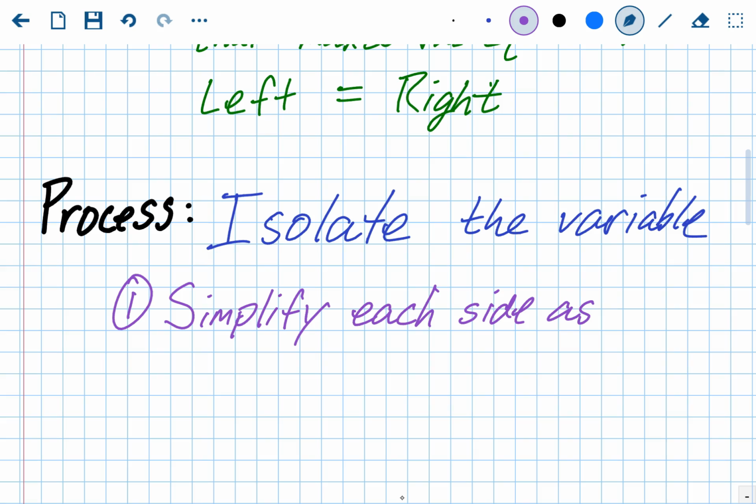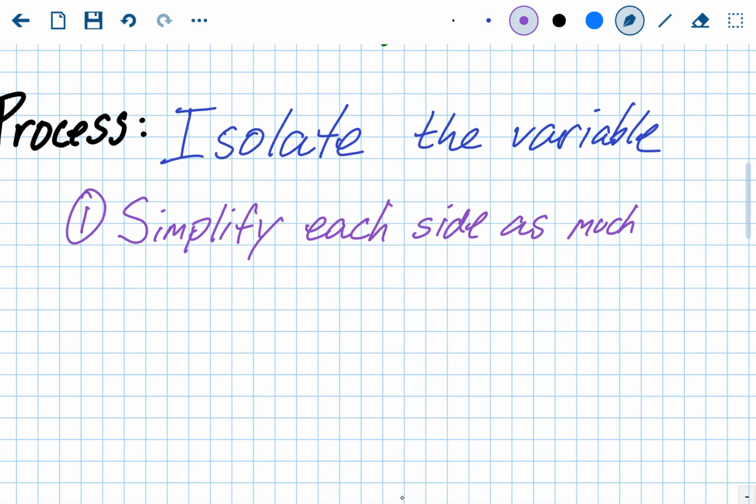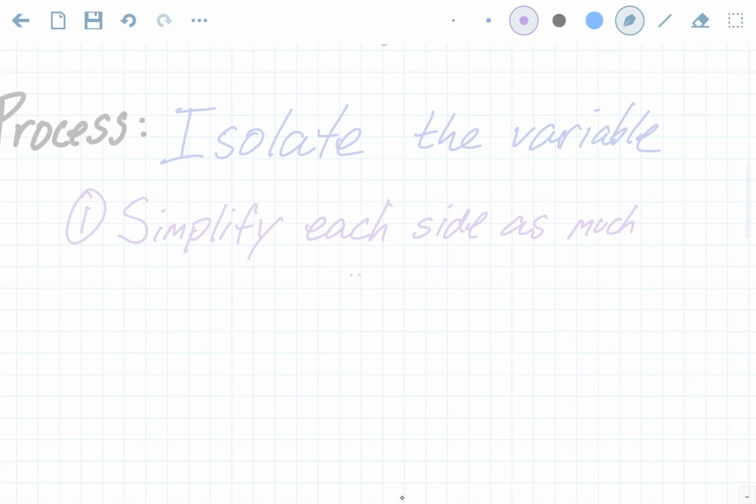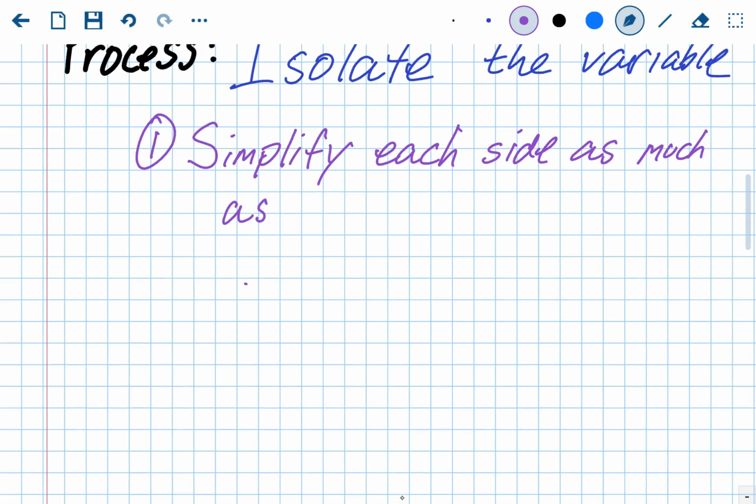So what does that mean? Well, it could mean distribute, or use order of operations, or use some of the properties to rearrange things to try to get each side as small and concise as you can. If there are like terms, you're going to want to combine them. So simplify each side as much as possible. It could just be adding and subtracting numbers together. It could be combining like terms. It could be using the distributive property. As much as possible.